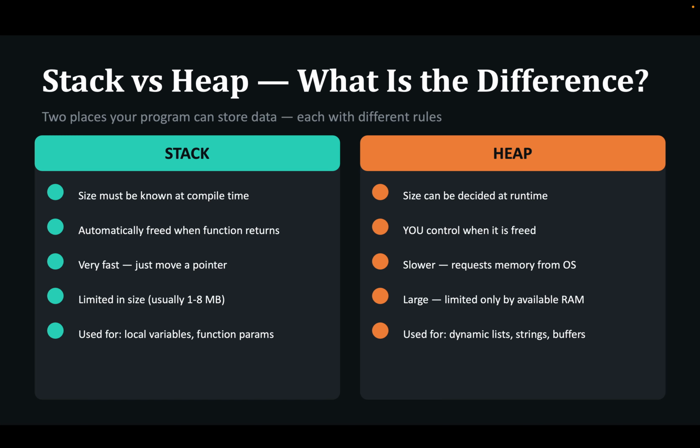The heap is a bit different. The heap is a large region of memory that your program can request from the operating system at runtime. You can ask for exactly how much memory you need at the moment when you actually need it. The downside: you are responsible for telling the OS when you are done with that memory. If you forget, that's a memory leak. It stays allocated and unused, and over time that can exhaust available RAM.